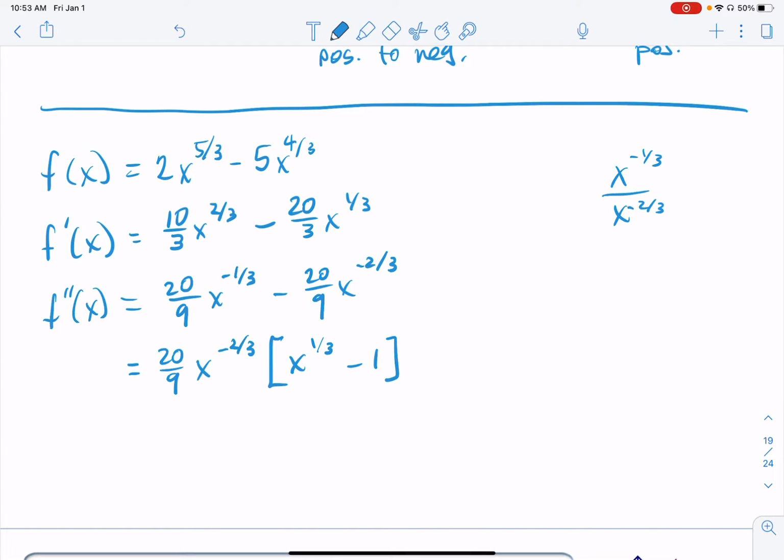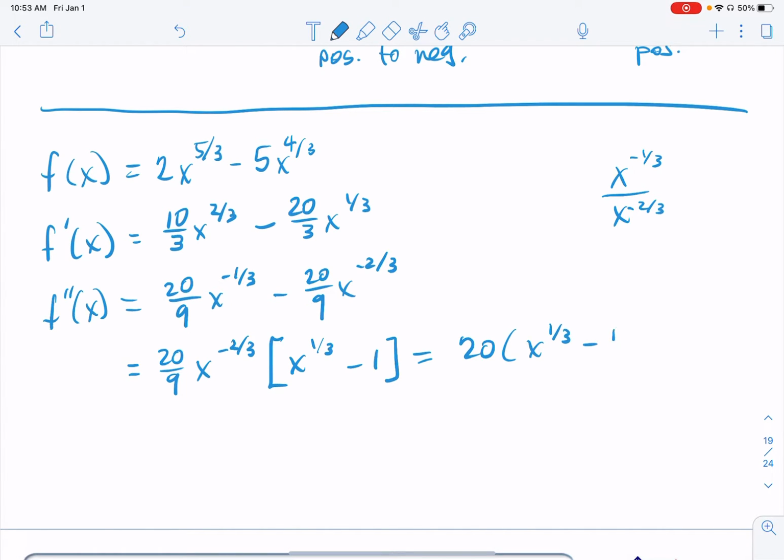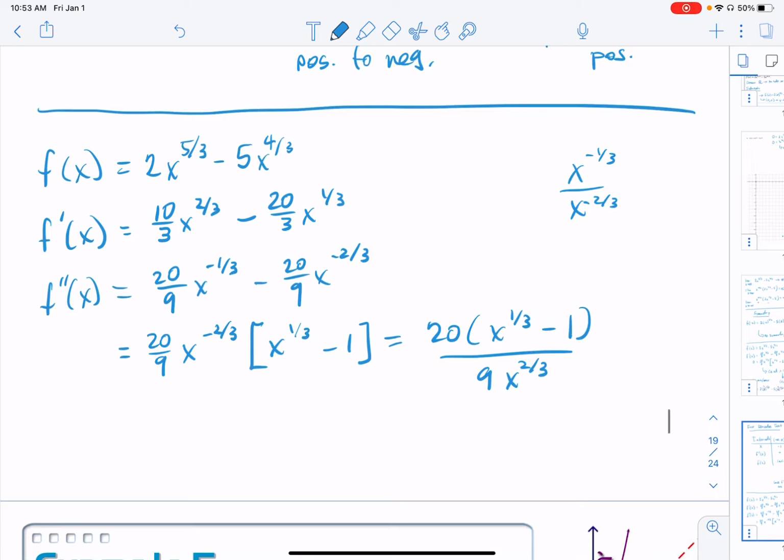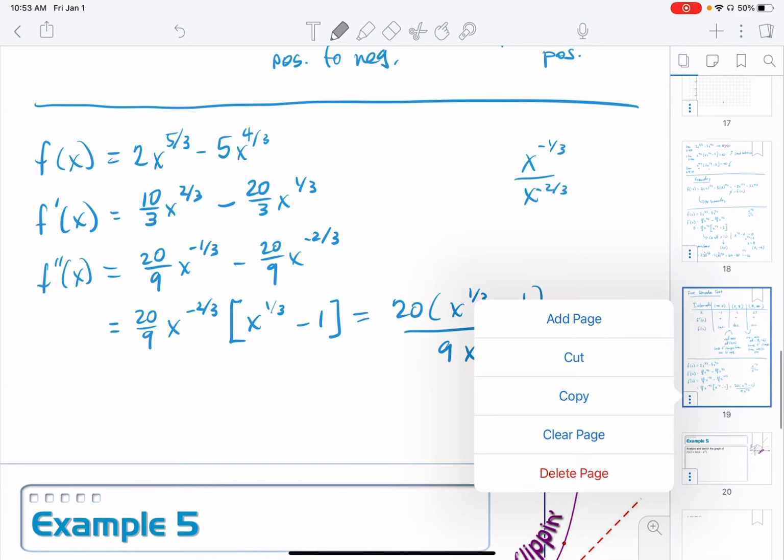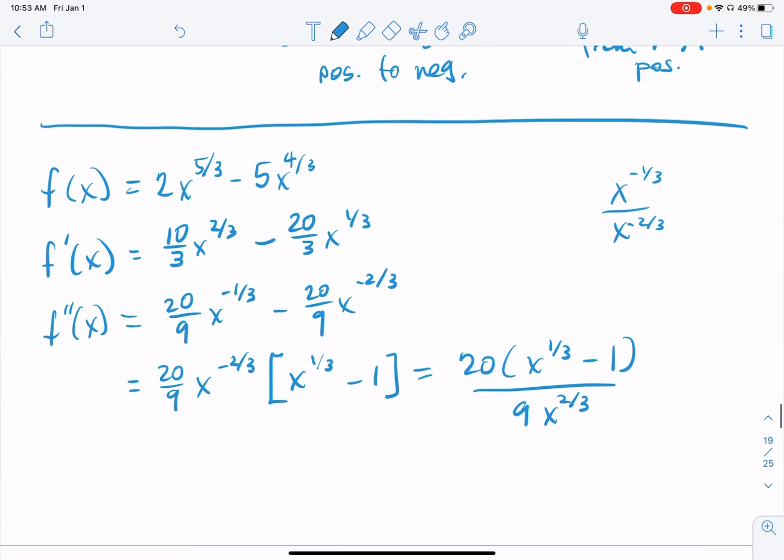Okay, and then maybe we clean this up by bringing this guy down to the denominator and leaving this 9 down in the denominator too, I think. 20 x to the 1/3 minus 1 over 9x to the 2/3 power. Nice. All right, add an extra page because you're going to run out of room.